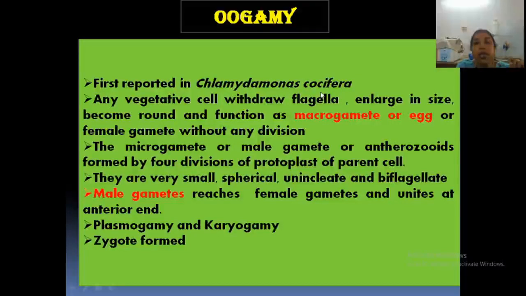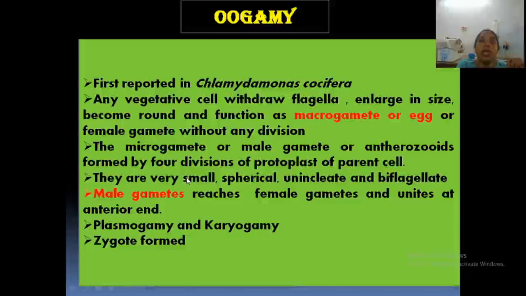Oogamy was first reported in Chlamydomonas coccifera. So any vegetative cell withdraws flagella, comes to rest, enlarges in size and functions as an egg. Clear? A vegetative cell withdraws flagella, enlarges in size and functions as an egg. Okay. That is the oogonium or egg. Then a number of small male gametes are produced, also called microgametes, male gametes or androzoids. They are flagellated, while the egg is not. They are spherical, uninucleate, biflagellated.